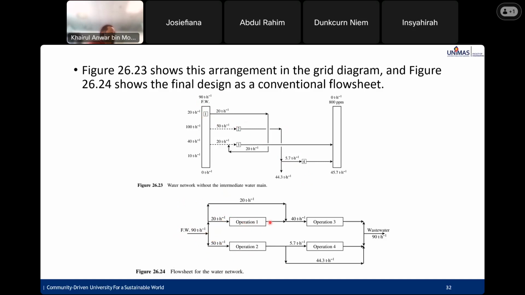And from here, operation 1, another 20 is going to operation 3. Operation 1 goes to operation 3, so you have 20, which is 40. For operation 2 here is supply 5.7 to operation 4, and wastewater generated is 44.3. The end wastewater is 50 ton, similar to the fresh water feed.